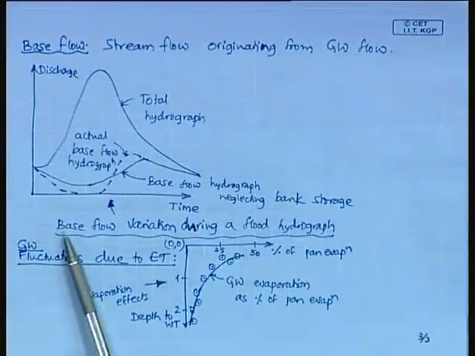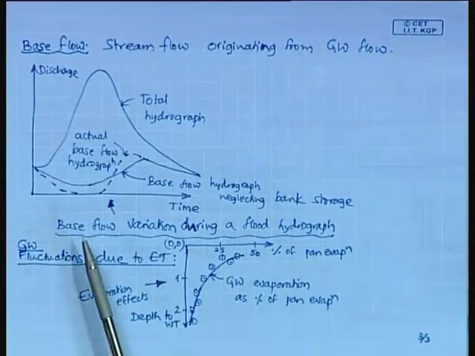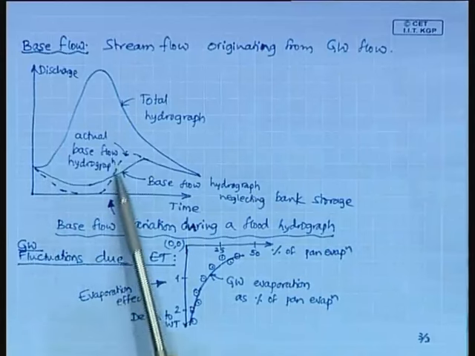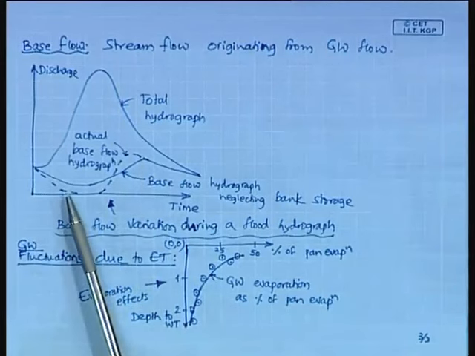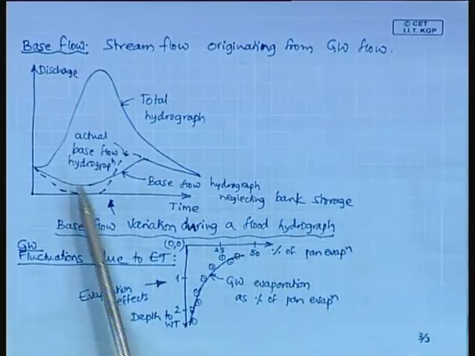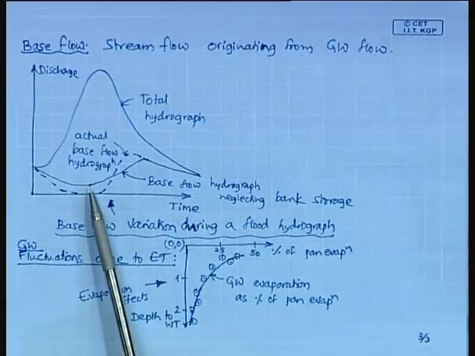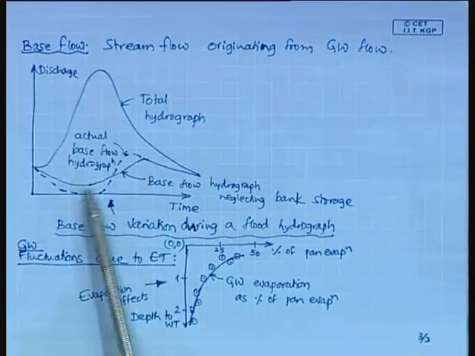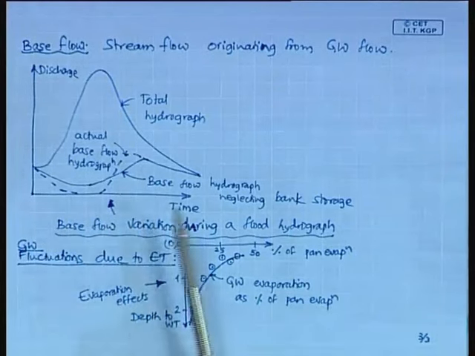Now, this represents the base flow variation during a flood hydrograph, the actual variation shown by the dotted line, and the base flow hydrograph neglecting the bank storage shown by this line, which shows a higher minimum and a lower maximum.